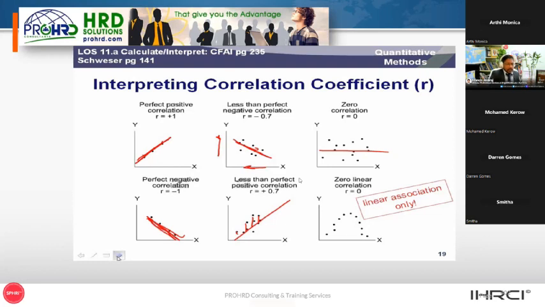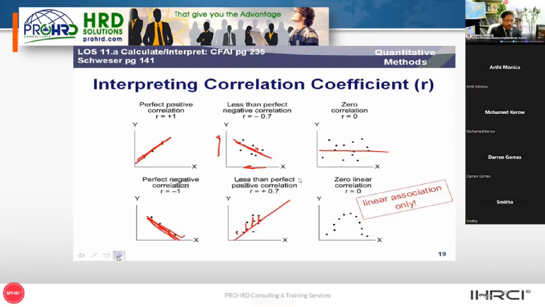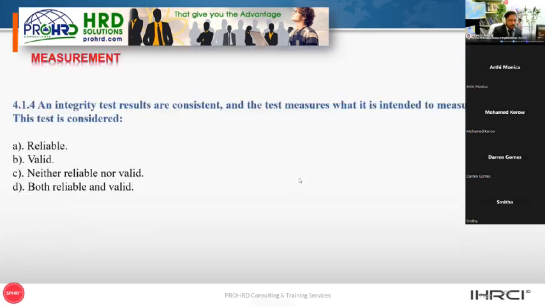Then you have perfect negative, more or less similar negative correlation, more or less positive correlation, and zero linear correlation also possible. These are all scenarios in which the data follow different patterns, and then we come out with a conclusion: it's positively, negatively correlated, all that. Any questions on this? Okay. Next, we'll move on to the next one.